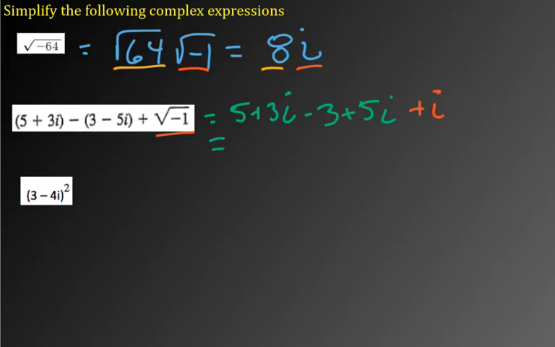Then just combine like terms. So 5 minus 3 is 2. 3i plus 5i plus another one is 9i. So that's what that one would become.